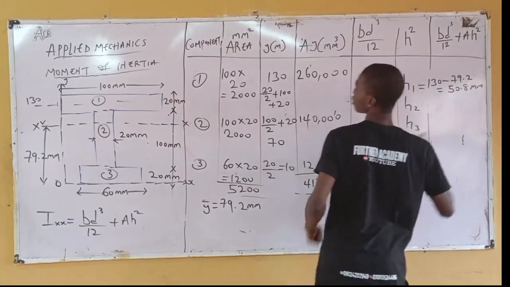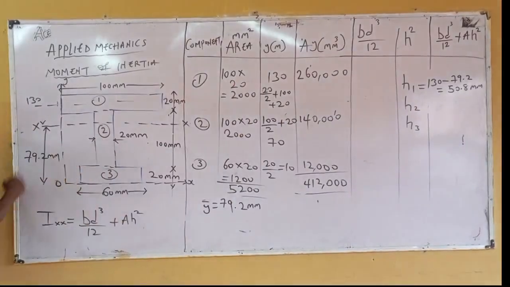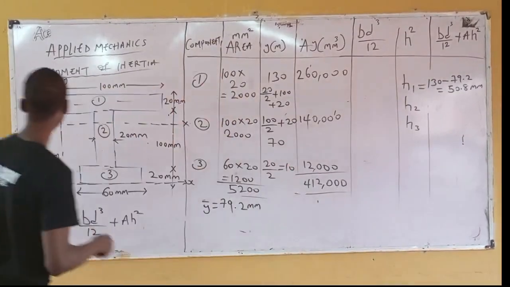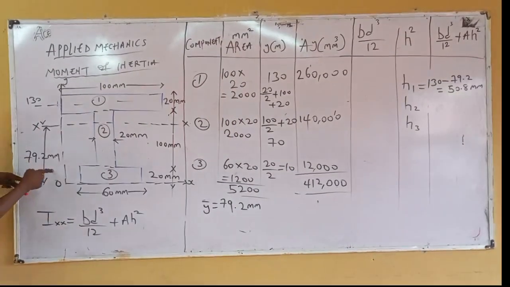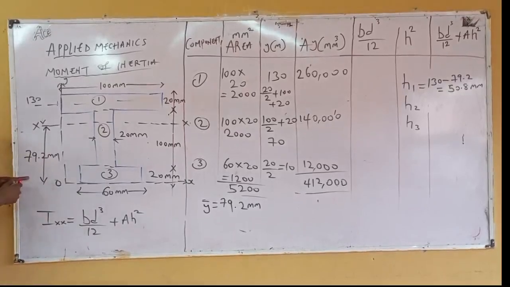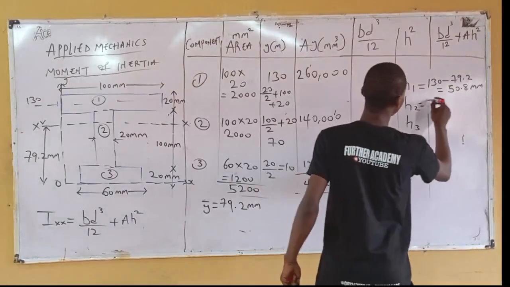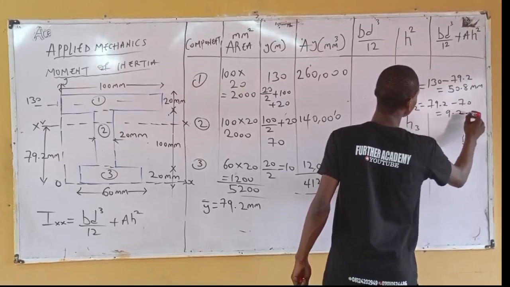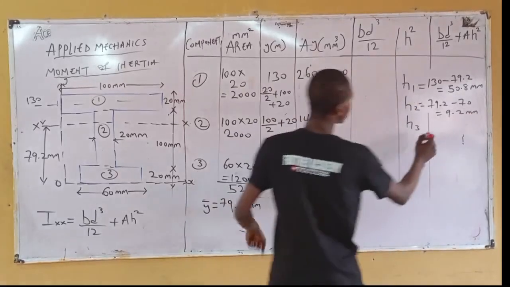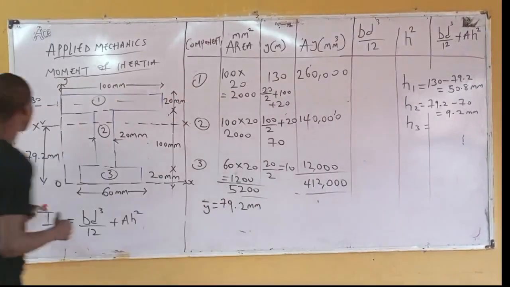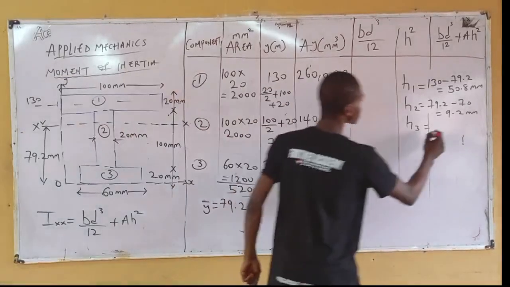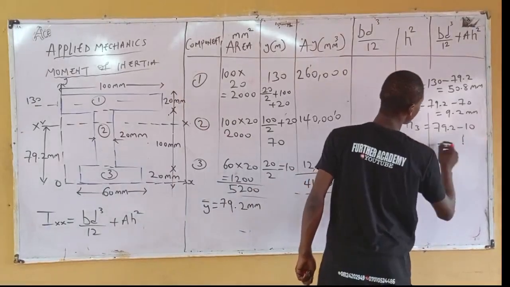50.8 mm. So same idea. What's the centroid of component 2? The centroid is what? 70. You know 70 will be below 79.2. Meaning 79.2 minus 70. What's the answer? 9.2 mm. So then H3 will be what? 79.2 minus 10. So you have 79.2 minus 10. And this is what?